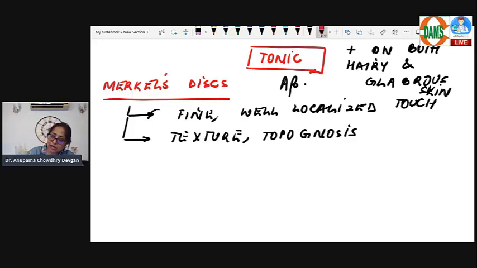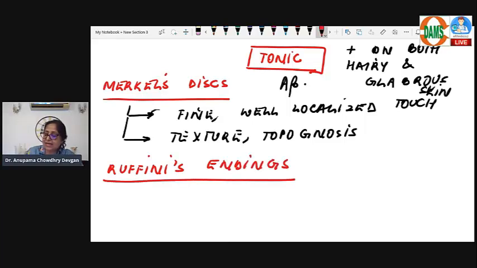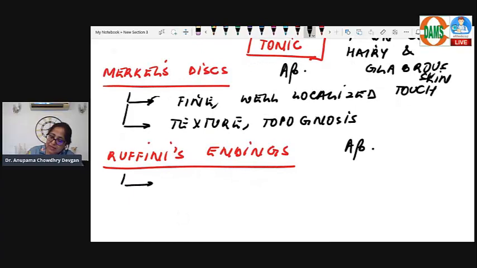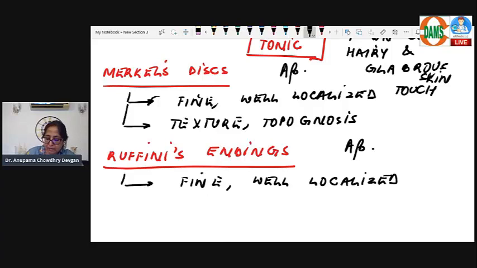Then you have another one, which is called Ruffini's endings. Again, the nerve fiber associated is A beta. Ruffini's is also meant for fine, well-localized touch. Tonic receptor means slowly adapting receptors. Please see your notes, you've written it already.